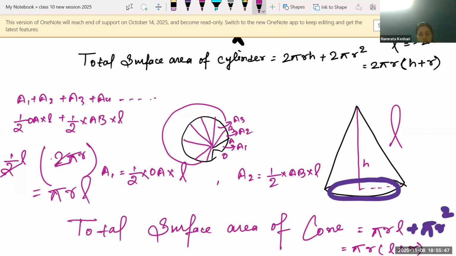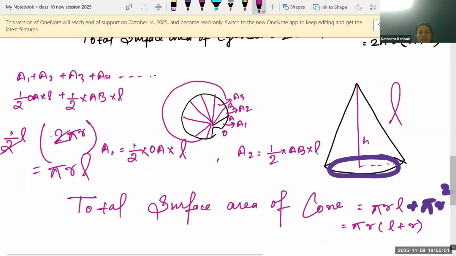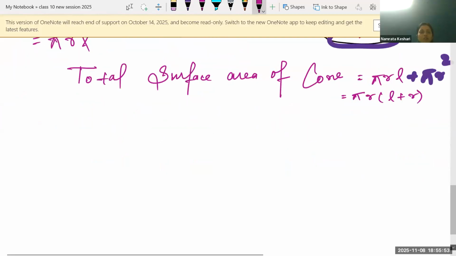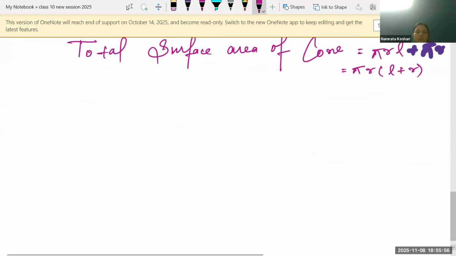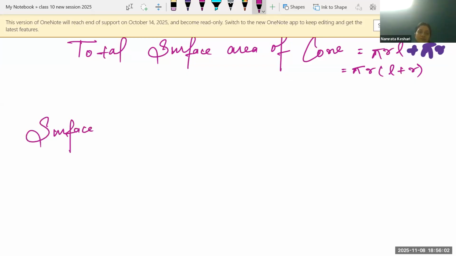I'll show you the volume formulas later, but today let's cover all the surface area formulas and then solve the questions. So the next one is surface area of a sphere. A spherical shape you have learned about in lower classes itself. Football and orange are examples of a sphere.